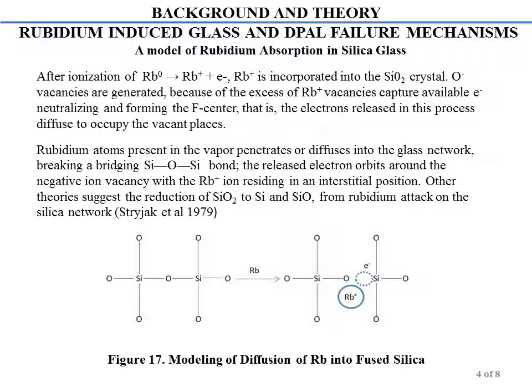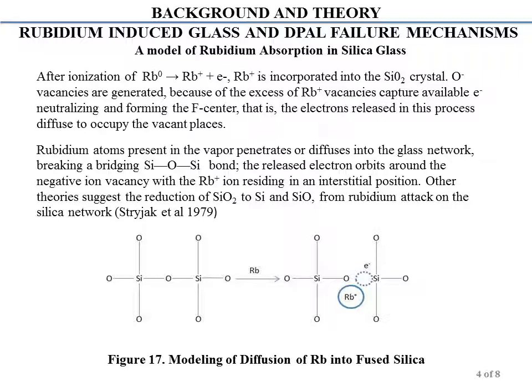So the next slide shows rubidium-induced glass and DPAL failure mechanism, essentially a model of rubidium absorption in cell glass. After ionization, the rubidium ion plus an electron is produced. The rubidium ion gets incorporated into the silicon dioxide crystal. O- ion vacancies are generated because of the excess rubidium. They capture the available electron, neutralizing and forming an F center, or Farbe center, a color center. That is, the electrons released in this process diffuse to occupy the vacant spaces.